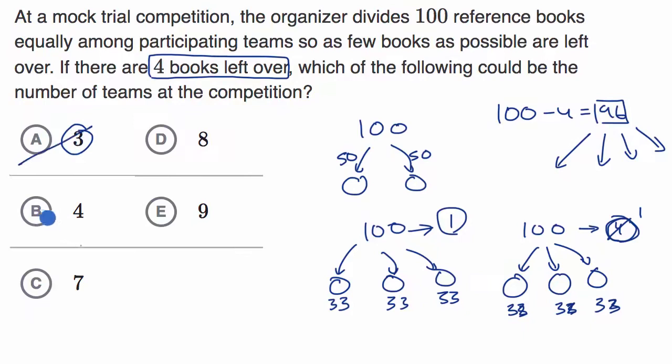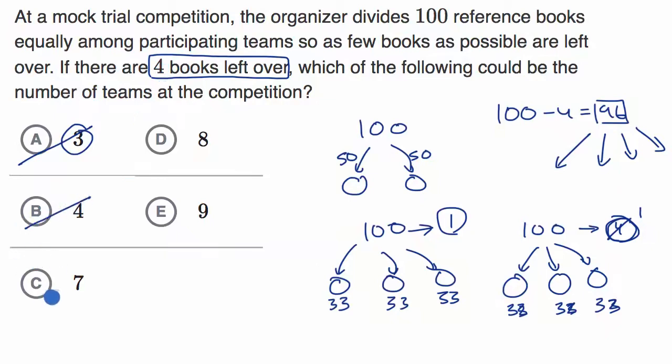And you can rule B out for the exact same reason. 96 is divisible by 4. You could do this on paper or use a calculator, but let's see. 4 goes into 80 20 times, and then 4 times 4 is 16. So you could have 4 teams with 24 books each, that would use up 96 books. But if you had 4 left over, then you would give each of them another one. So you would actually have 4 teams of 25 with no books left over. So we'll rule that one out.